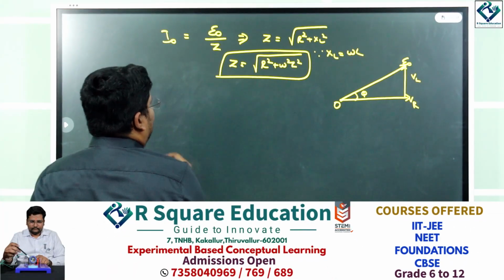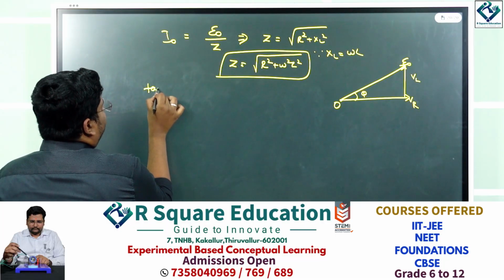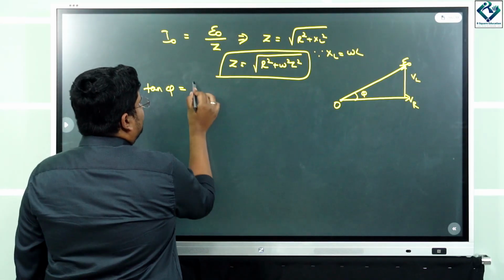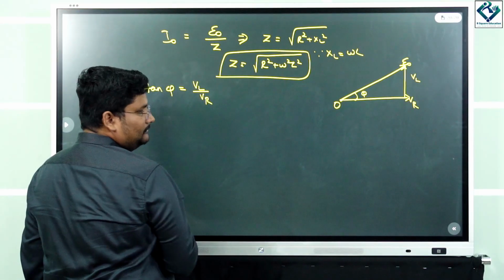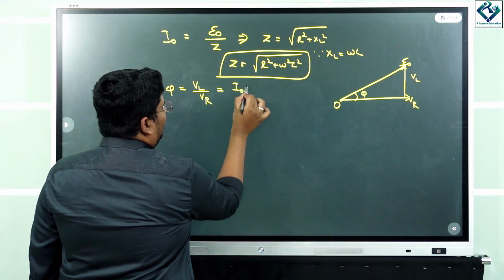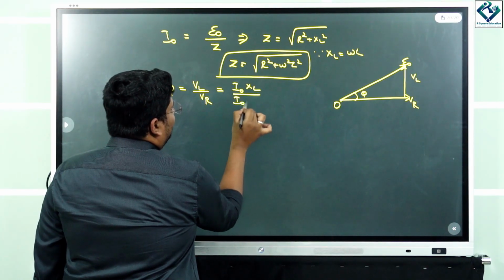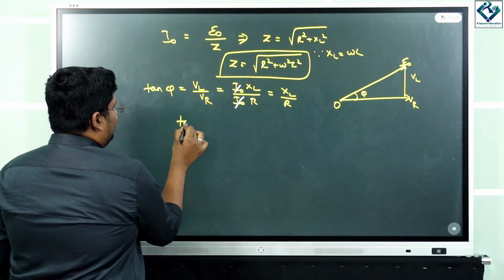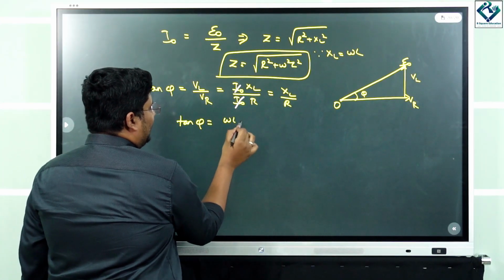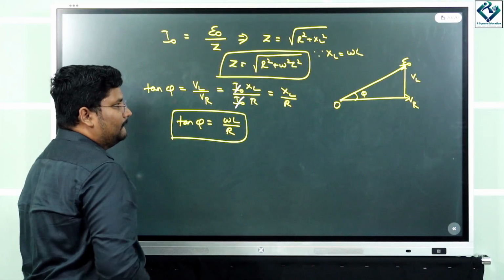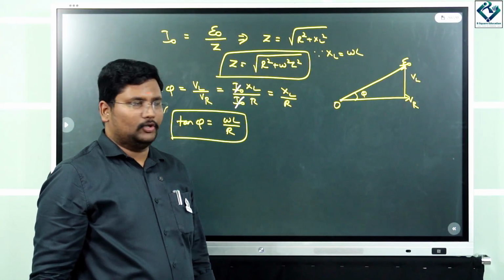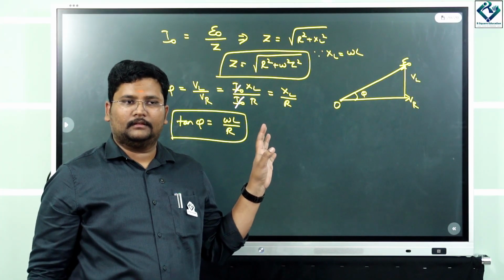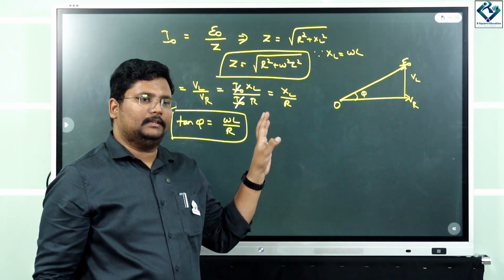Right? So if this is the case, then what is tan phi? Opposite by adjacent. So opposite is VL, adjacent is going to be VR. What is VL actually? I naught XL divided by I naught R. So cancelling I naught, you will get XL by R. So tan phi can be written as XL by R or omega L by R. Right? So this is how you can find out the phase angle. Is that clear? So this is for the combination of resistor with inductor.